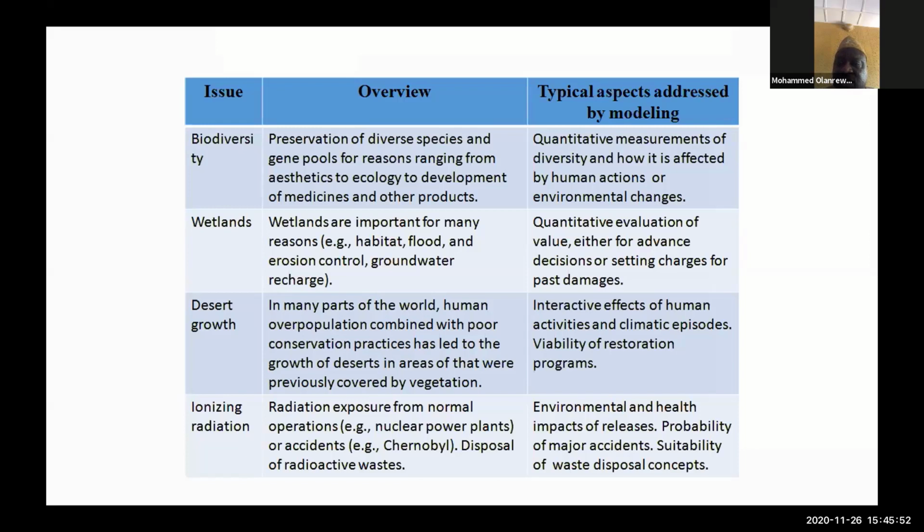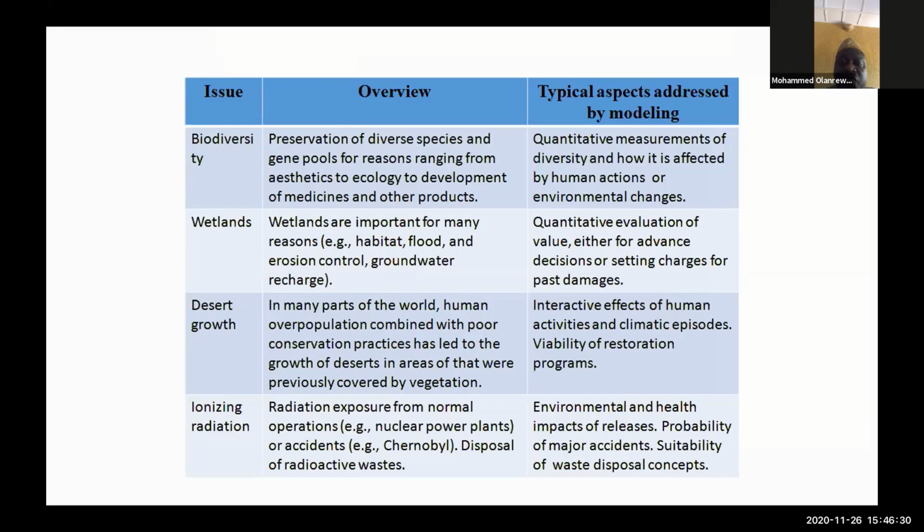Quantitative measurements of diversity and how it is affected by human actions or environmental changes. Wetlands. Wetlands are important for many reasons, e.g., habitat, flood and erosion control, groundwater recharge, and what have you. Quantitative evaluation of value, either for advanced decision or setting charges for past damages.